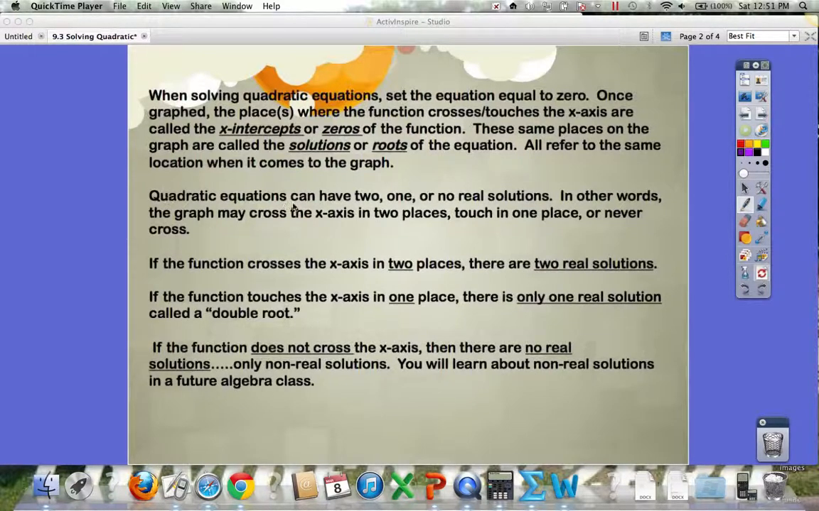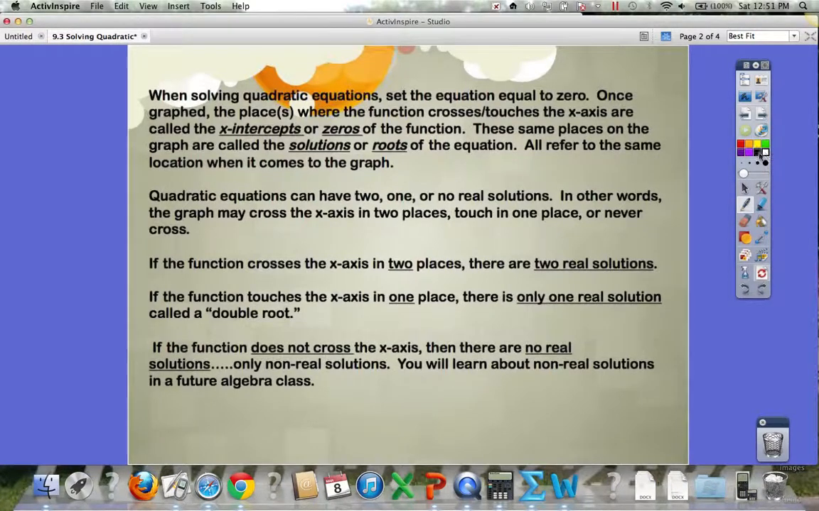Alright? Quadratic equations can have 2, 1, or no real solutions. In other words, that graph may cross the x-axis in 2 places, it may only touch in 1, or it may never cross at all. If the function crosses the x-axis in 2 places, there are 2 real solutions, and it would look like that. Here's my graph. It's going to cross in 2 places, right there and right there. Those are 2 real solutions.